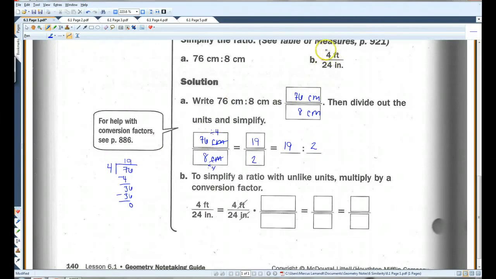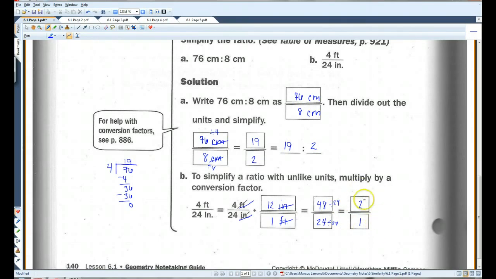Okay, now in this case, we have different units. We have 4 feet and 24 inches. So, 4 feet, 24 inches, we know that there are 12 inches in 1 foot. So I'm going to multiply by 12 inches over 1 foot. The feet cancel out, the inches cancel out, so I have 4 times 12, which is 48, 24 times 1, which is 24. 48 and 24, these both divide by 24. 48 divided by 24 is 2, 24 divided by 24 is 1. So this would be our new ratio.